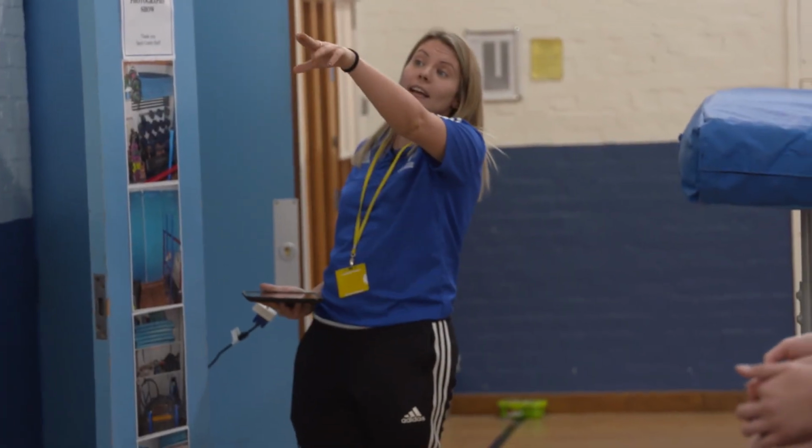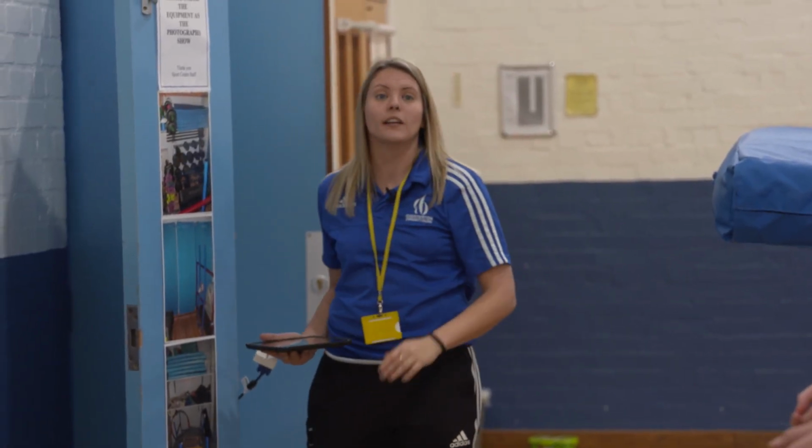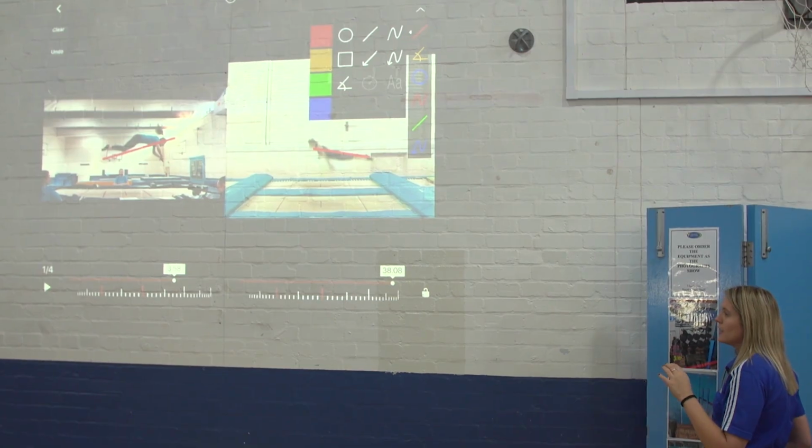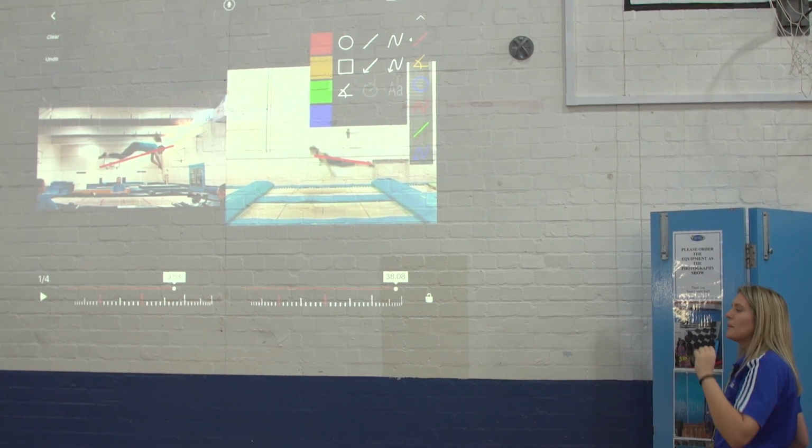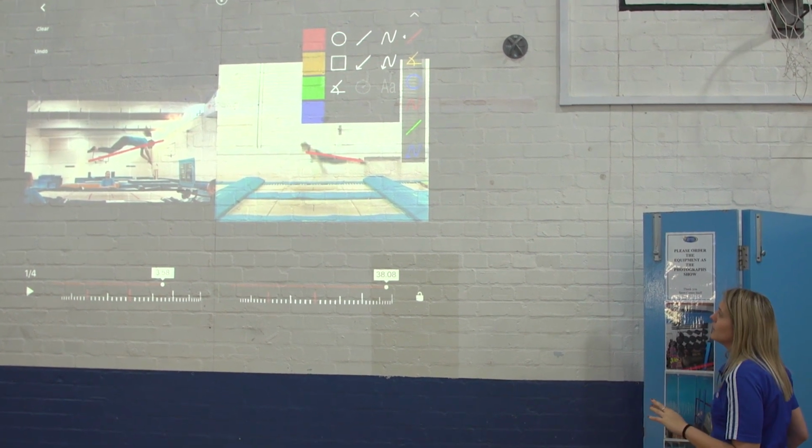But is her height good? Yeah, you can literally see they are almost exactly the same height. So the height is really, really good. It's just that straightening out quicker that you can work on. Does that make sense, girls? This app's really easy to use, okay?